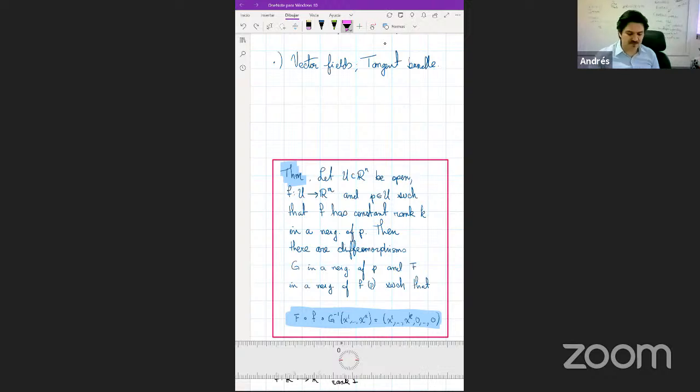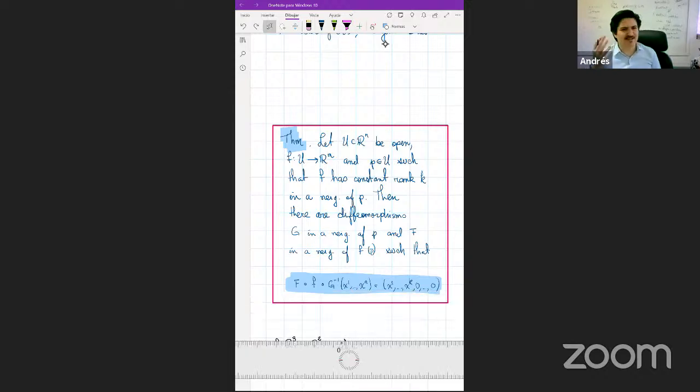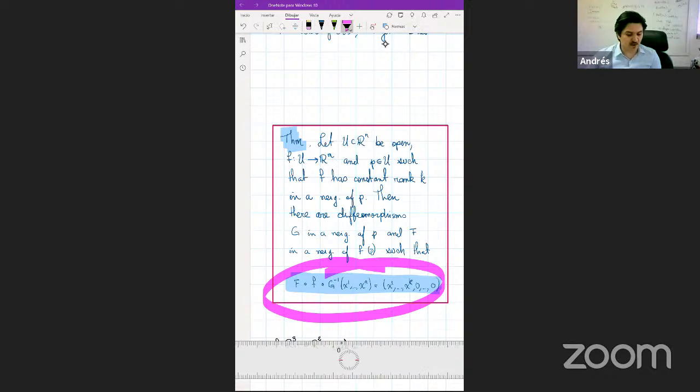The same also holds for a smooth map between manifolds, but we will just cover this feature here. So before going into the details of the proof, I just want to try to give you an idea of why this is true. Just remember, this is a local statement. This holds in a neighborhood of a point only. It's not global.